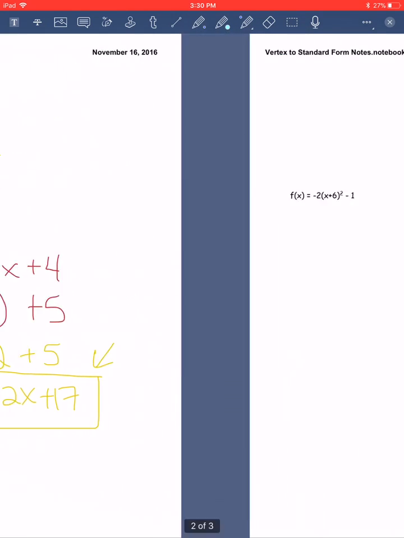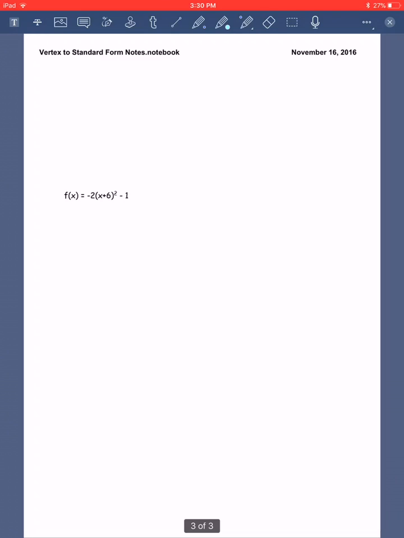And the last example is f of x equals negative 2 times (x plus 6) squared minus 1. Real quick, we can identify the vertex. So the opposite of inside the parentheses, so it's going to be negative 6, and then the number hanging out at the end is negative 1. So our vertex is at (negative 6, negative 1).